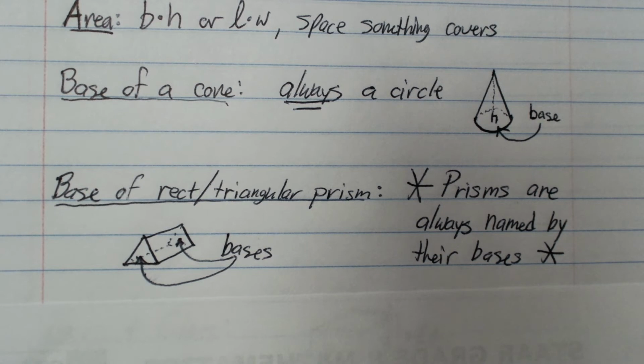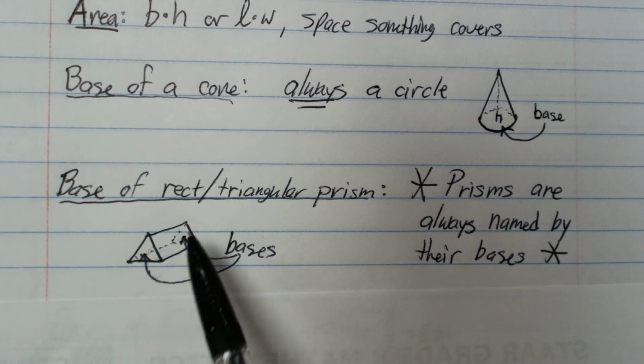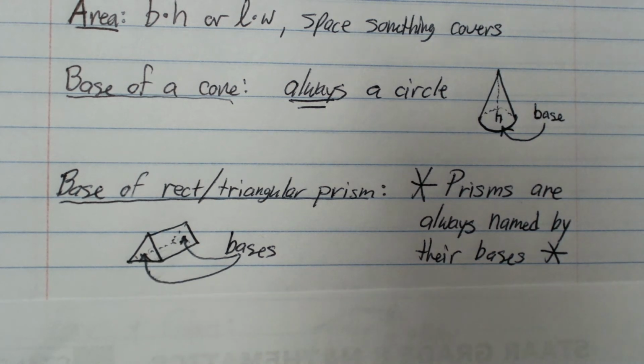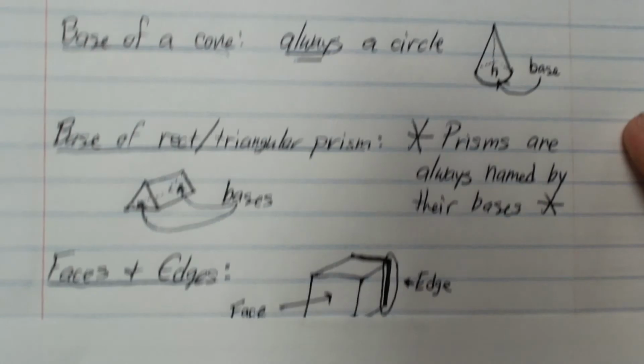Prisms are named by their bases. So if you have a rectangular prism, the bases are rectangles. If you have a triangular prism, like is shown right here, these triangles are the bases. Even though it's sitting on this rectangle down here, the triangles are still the bases. So that's very important that you realize, because some of our formulas deal with the area of the base. And on this, even though it's sitting on this rectangle, these triangles would still be the bases.